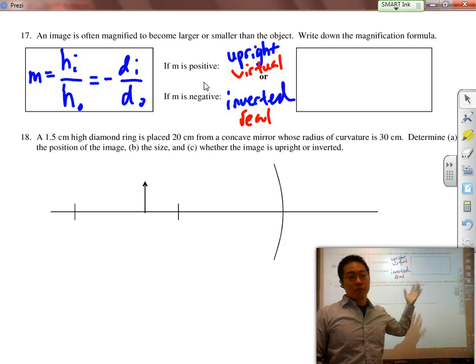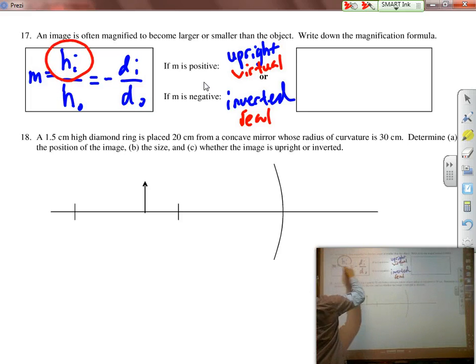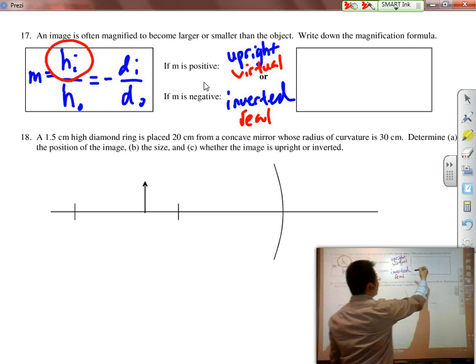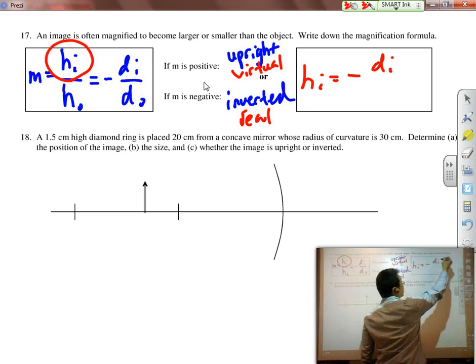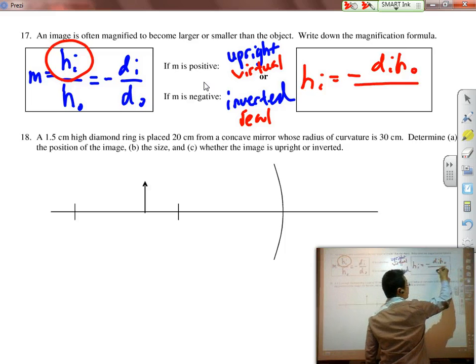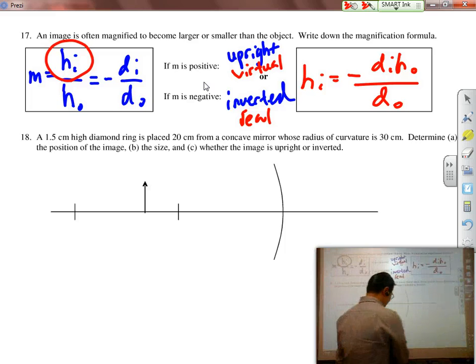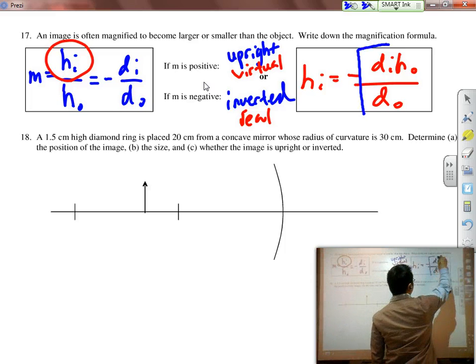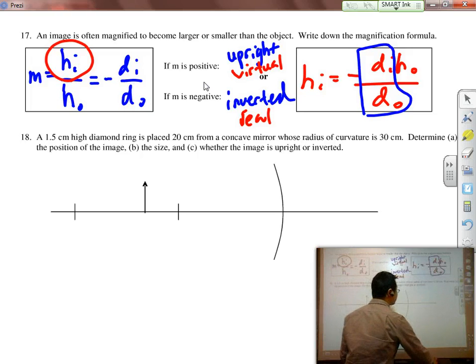We can combine our two formulas together just to solve for hi itself. If you cross multiply, hi ultimately equals negative distance of the image times height of the object divided by distance of the object itself. But in reality, it's just the ratio of the distance of the image to the distance of the object times the height of the object.